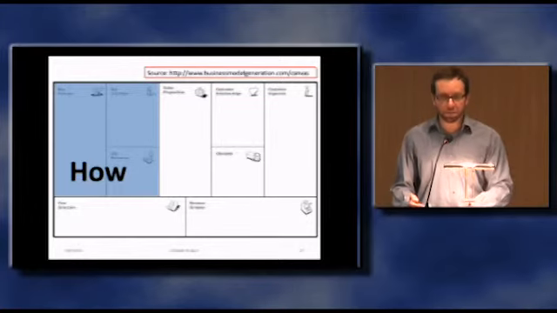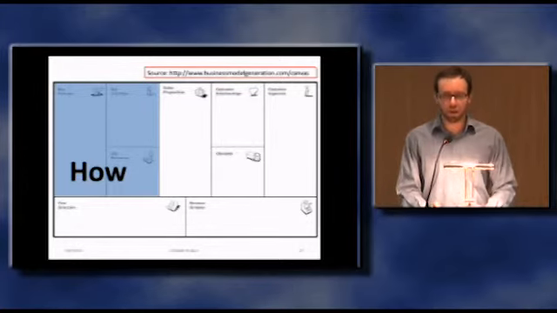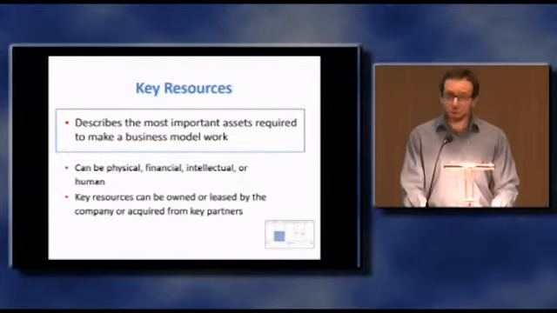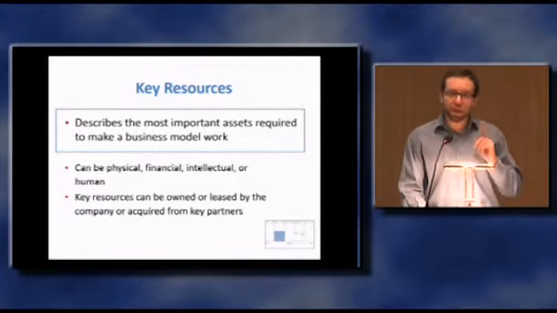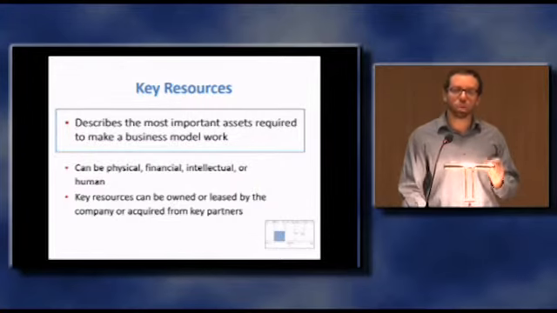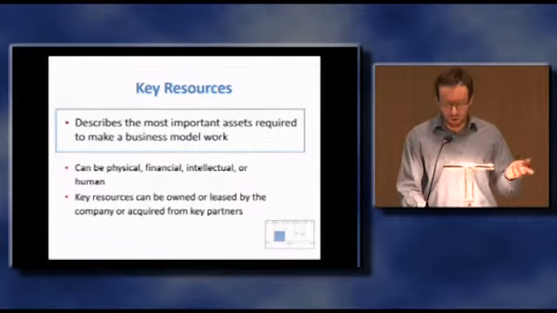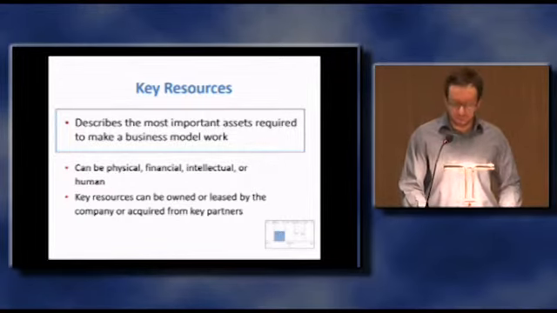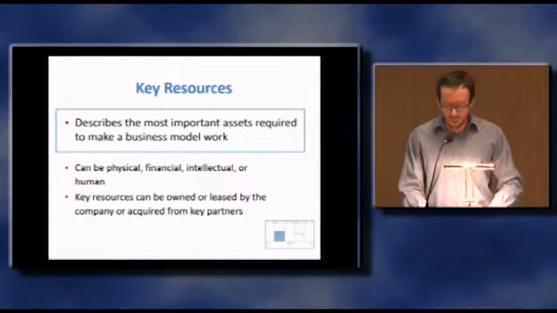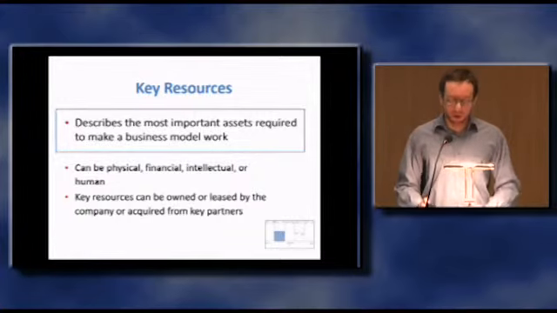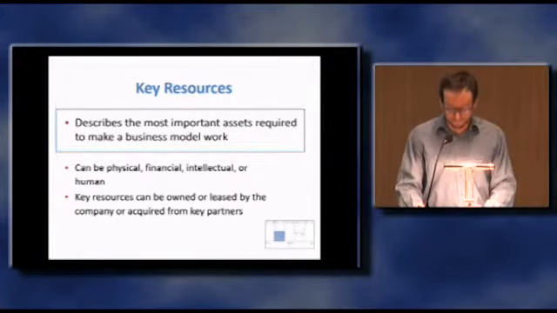Let's try to identify the three building blocks in this corner of the business model canvas. The first one is the key resources, which describes the most important assets required to make your specific business model work and succeed. These resources may be physical, financial, intellectual, or even human capital. The key resources can be owned or leased by the company, or they may even be acquired from your key partners, which will be identified in another building block.